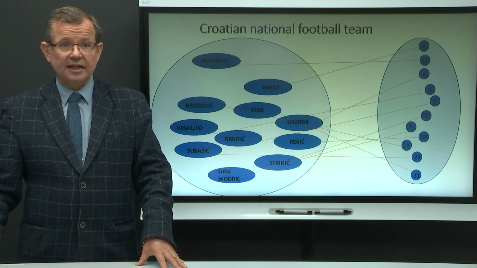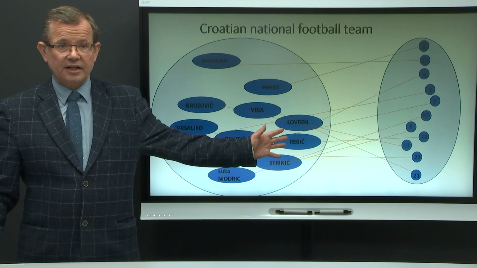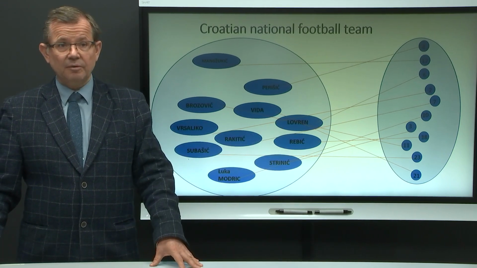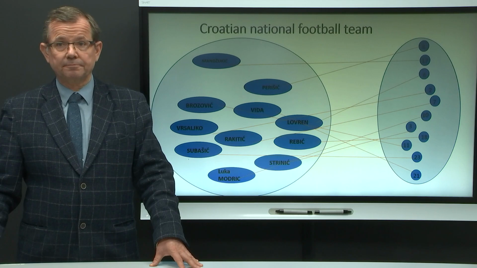Here, the set of players' names is the domain, and the set of their numbers is the codomain. The relation between the set of players' names X and the set of numbers Y is a function, because every member of the first set maps to exactly one member of the second set.